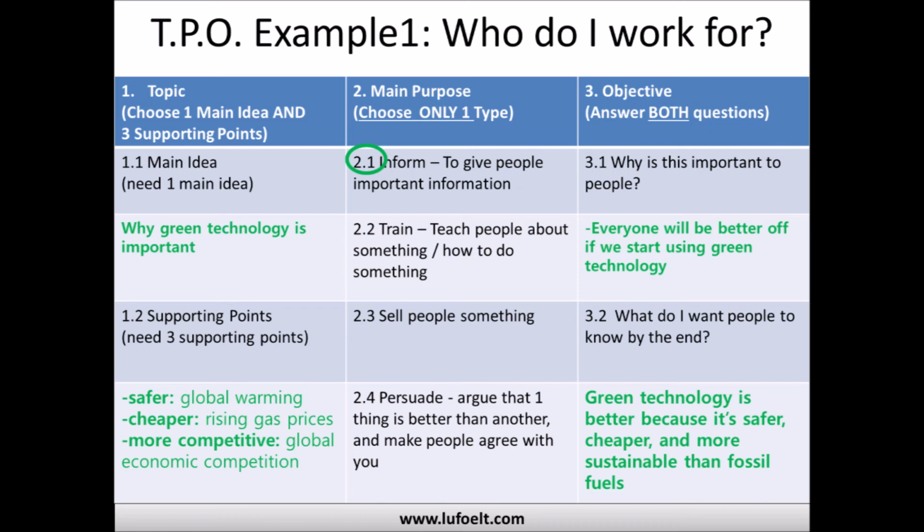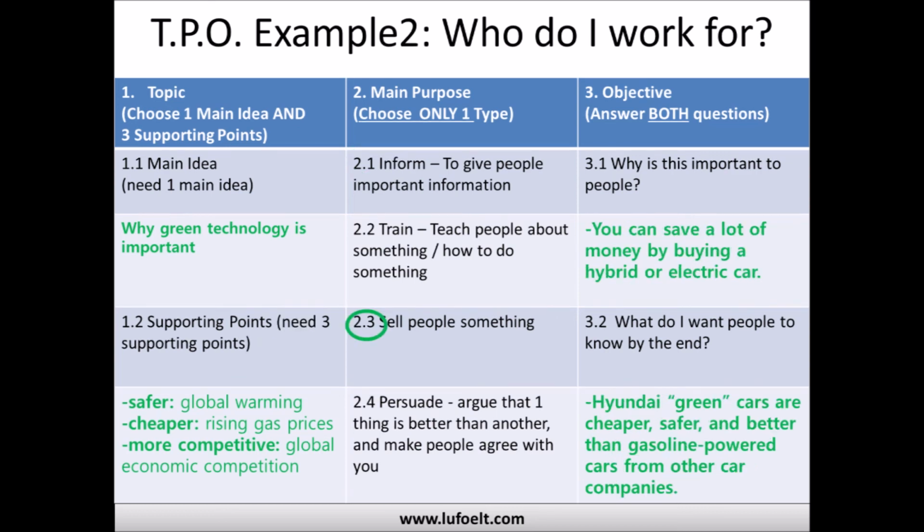And then over in the objective column, this is important because everyone will be better off if we start using green technology. And also, I want people to know that green technology is better than fossil fuels because it's safer, cheaper, and more sustainable. So this is just one example of how I can take a topic and fill out the TPO matrix. Now let's take a look at another example of filling out the TPO matrix, but with a totally different purpose.